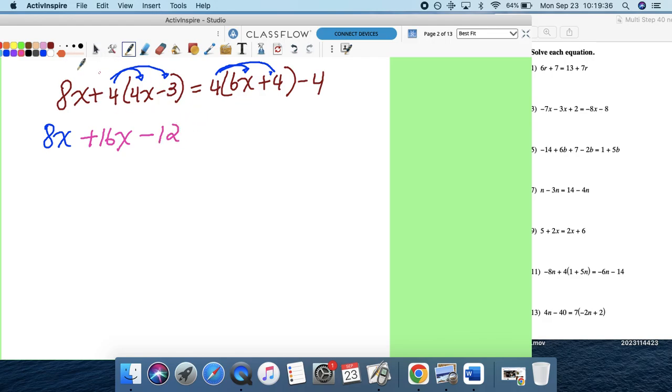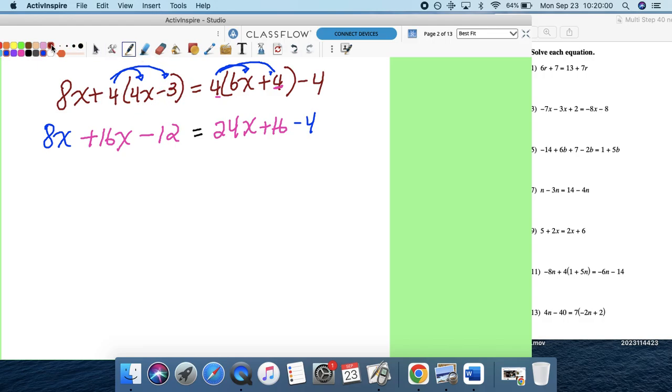Equals. Again, distributive property. They're both positive. 4 and 6 are positive. So it's going to give me 24x. And then that 4 with this 4 inside is going to give me 16, and they're both positive. Good. And then minus 4. Good. So all I did was remove the parentheses by doing the distributive property.